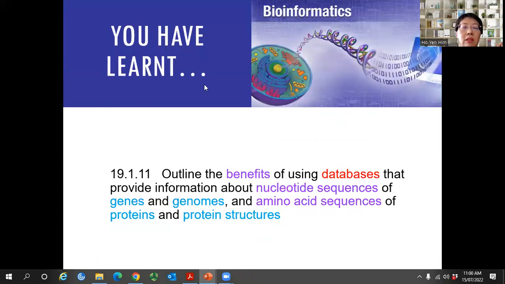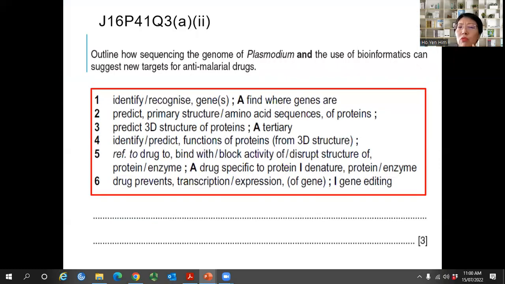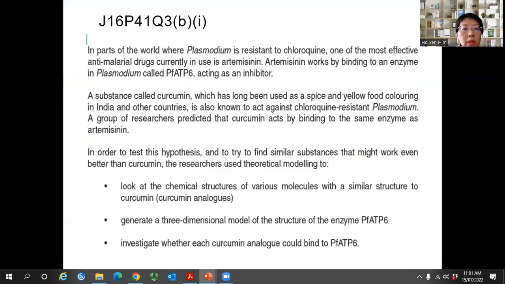So you have learned in this topic to outline the benefits of using databases that provide information about nucleotide sequences of gene and genomes, amino acid sequences of proteins and protein structure. So what I want you to do is you try out this past year question, which is really, really good. This example will show you how we can apply this bioinformatics to obtain new information. This is a very good past year question. I've put it into the PowerPoint. Okay, so therefore, please do them.